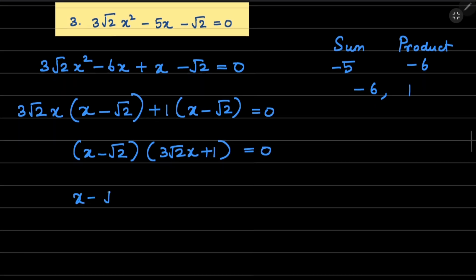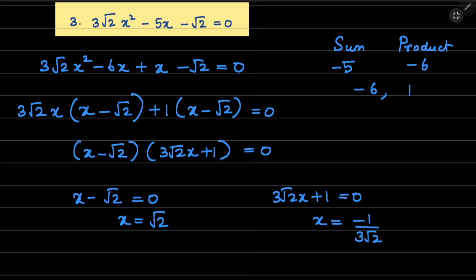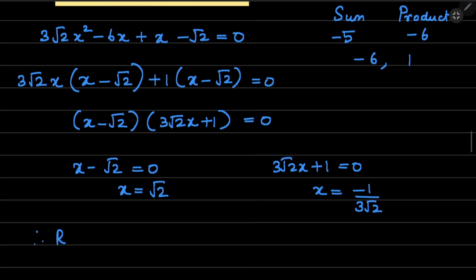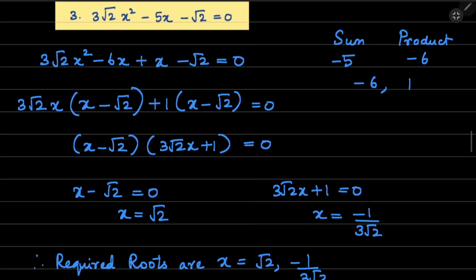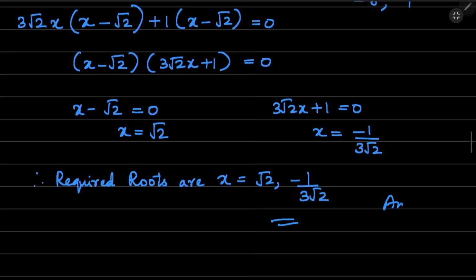So either x minus root 2 is 0, which gives you the first root, that is x equal to root 2, and the other value is 3 root 2x plus 1 equal to 0, which means x is nothing but minus 1 by 3 root 2. So these are the two values or the two roots of the given quadratic equation. So you can write, therefore, the required roots are x is equal to root 2 comma minus 1 by 3 root 2. That's your answer.